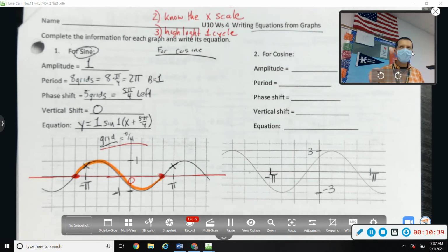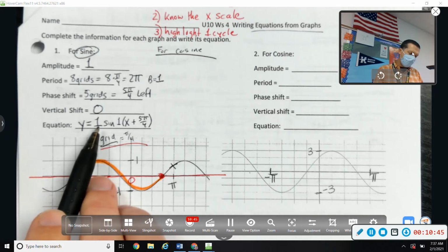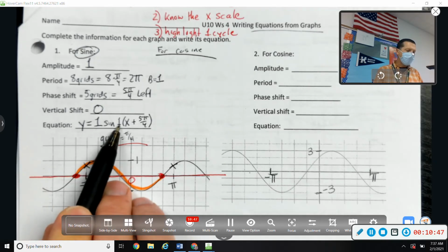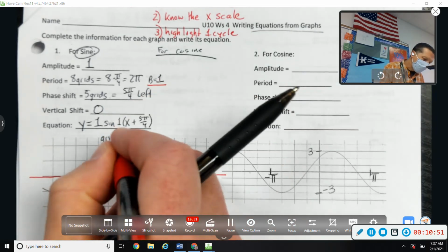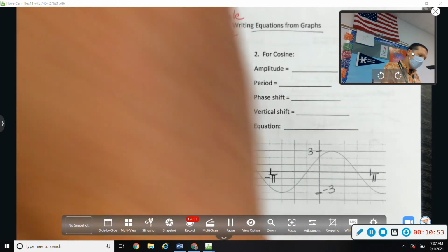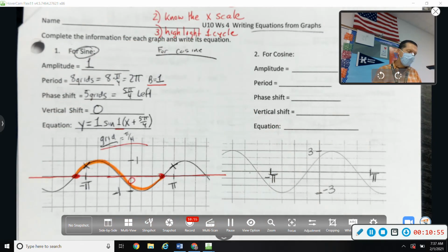Abby? So if amplitude's just 1, do you have to write the 1? Right. You don't need this one or this one. That's just kind of emphasizing that b is 1 and amplitude is 1, but you don't have to write those.